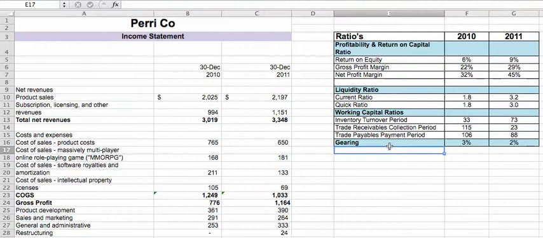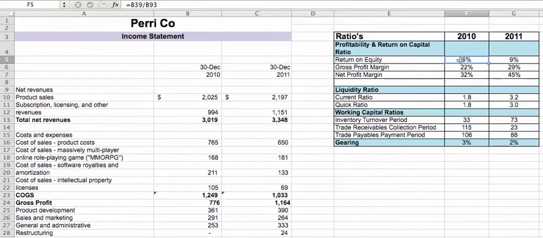And then the gearing is how much of the company's ownership, and thus the risk, is being held by the lenders and the owner himself. So in 2010, as you can see, return on equity, I'm not going to go into too much detail about them, but the return on equity went from 6% to 9%.